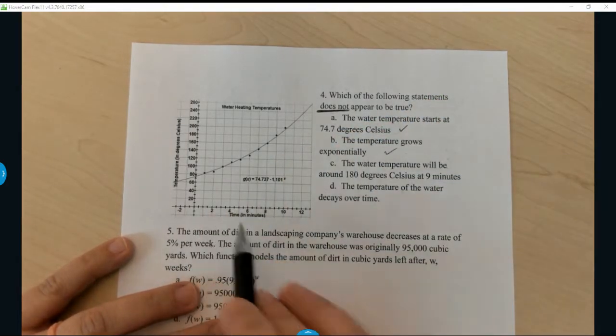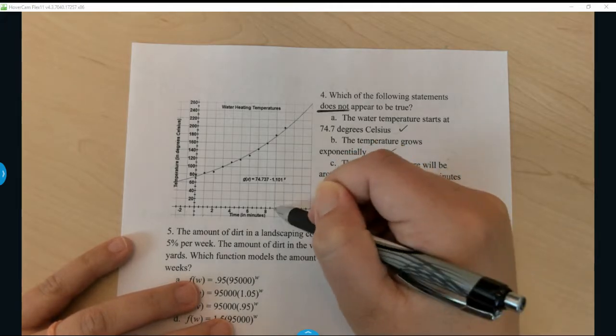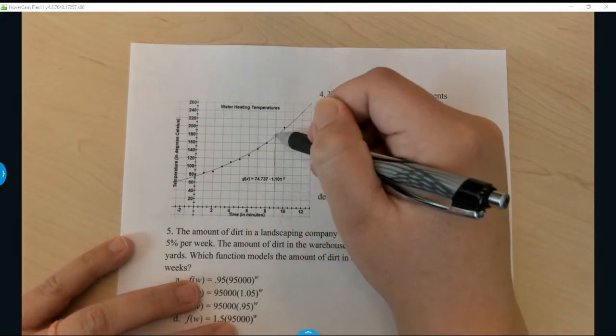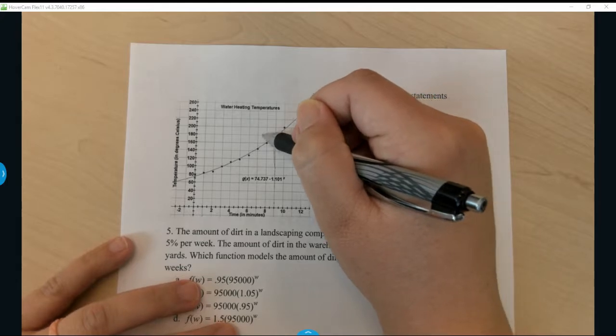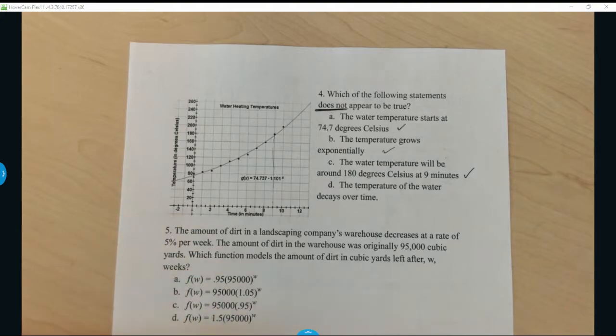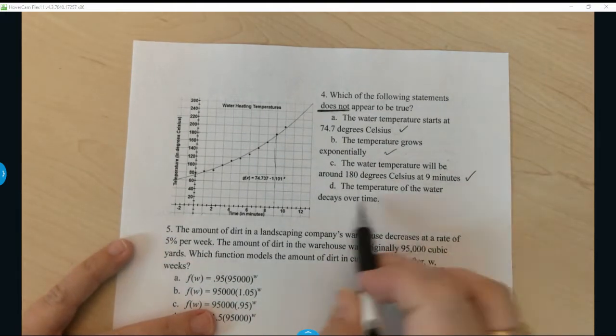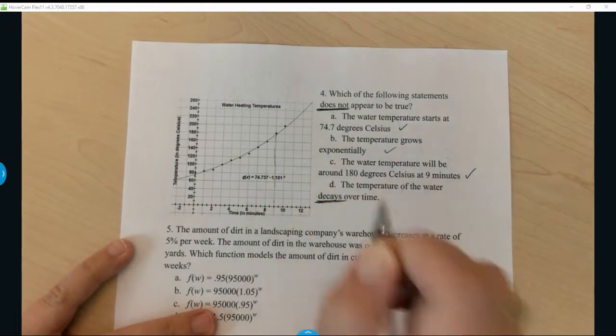So let's see here. 9 minutes. And it's saying 180 degrees. So I'm going to follow that up. Okay, here's this point. Go over. 180, that's looking pretty good. So it's not going to be that one. And then last option, the temperature of the water decays over time.